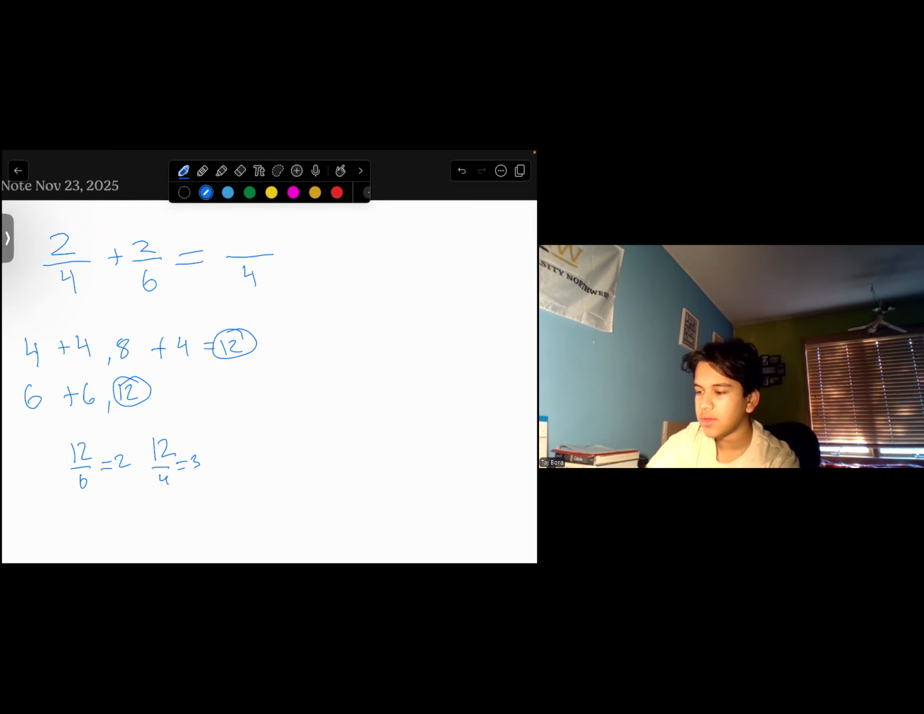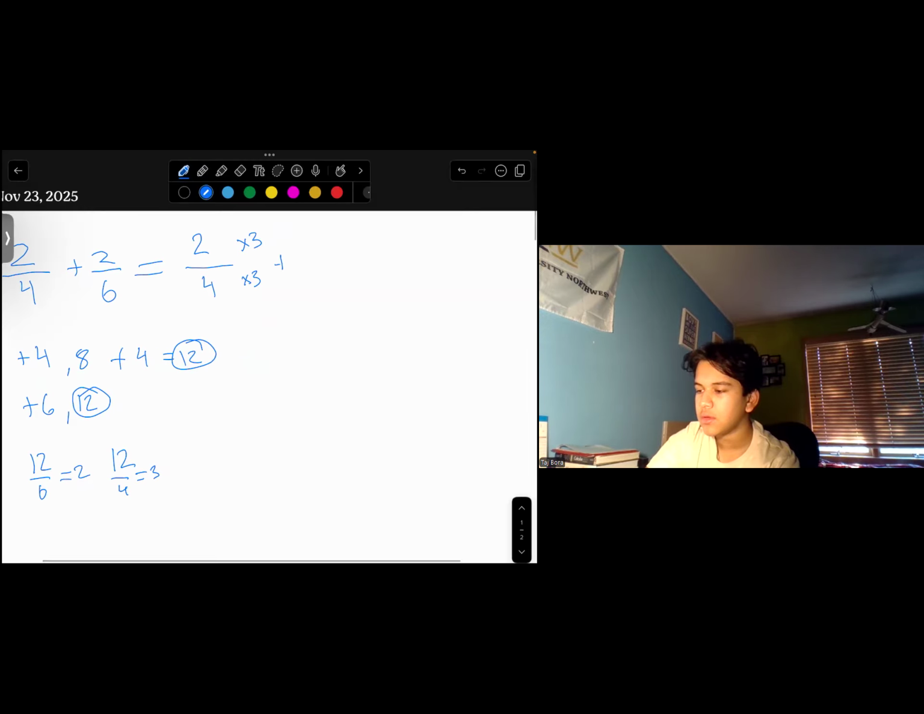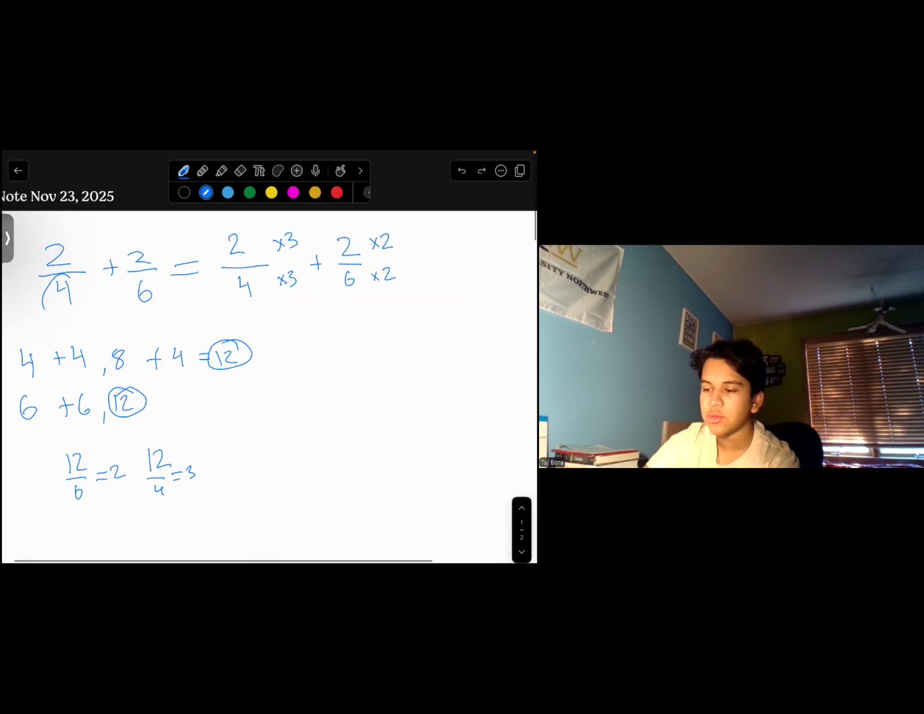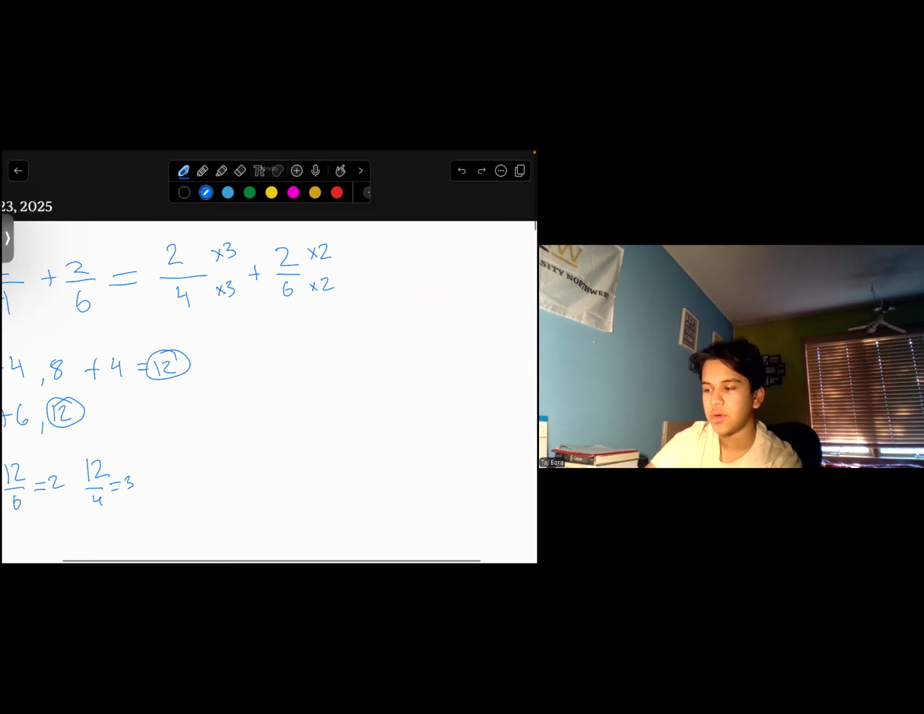So I'll rewrite this question. This is how you solve it. You would multiply the top and the bottom by 3, and then you'd multiply the top and the bottom by 2 on the right side because the bottom number is different. So this 6 only needs to be multiplied 2 times to get to 12, but this 4 needs to be multiplied 3 times to get to 12.